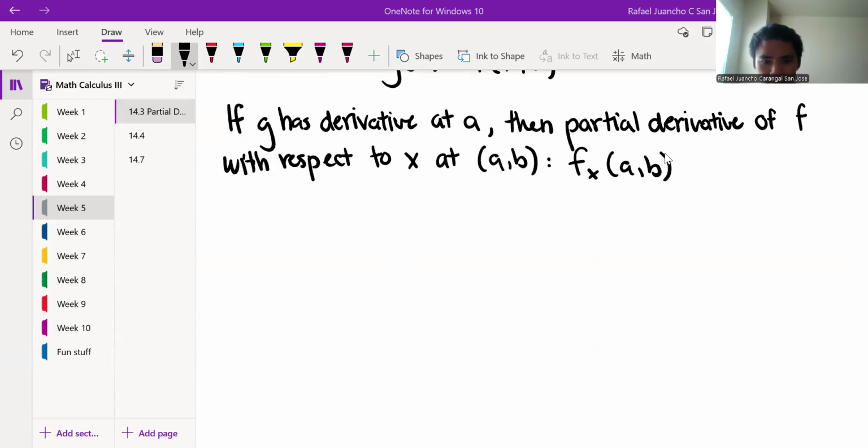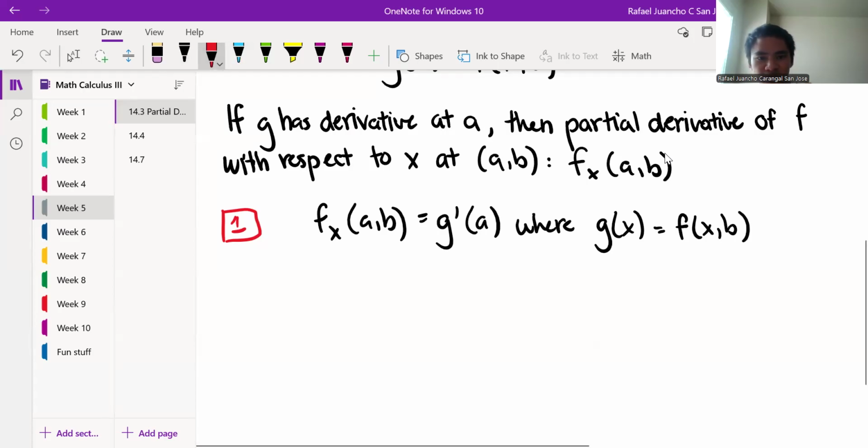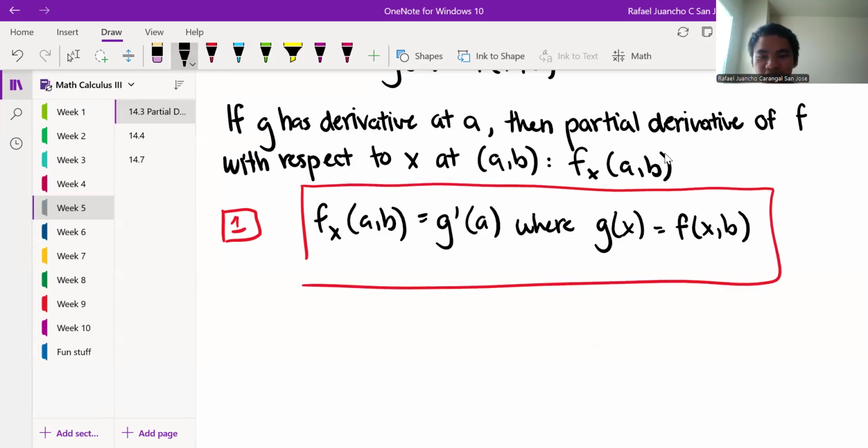Okay, so here's the proper notation for what I just said. Here we're saying that the partial derivative with respect to x at a, b is just my derivative at point a, where my function g of x is simply f of x, b, right? And that makes sense. That's basically what I said in English. I just made it math.